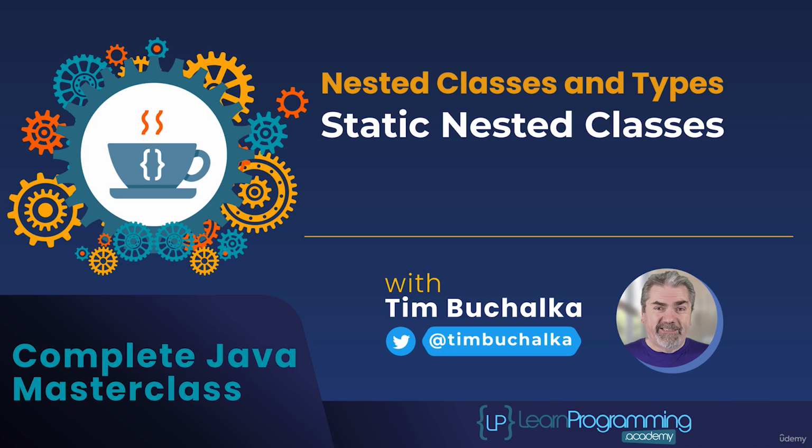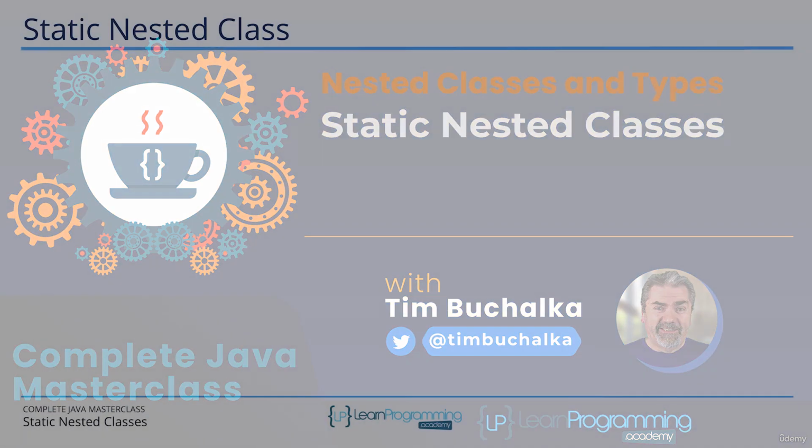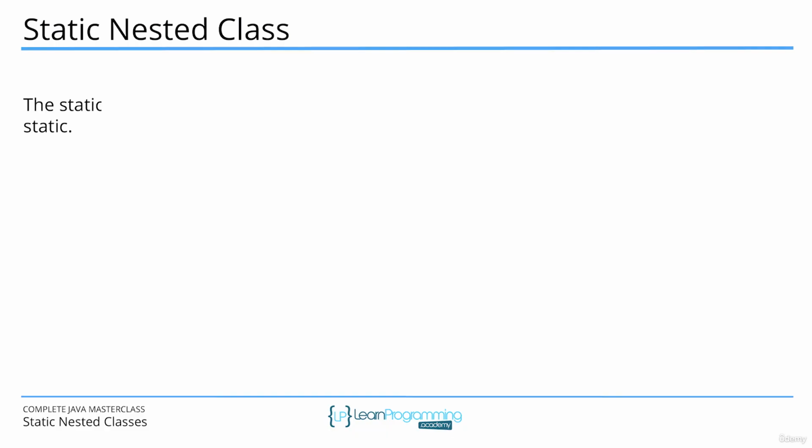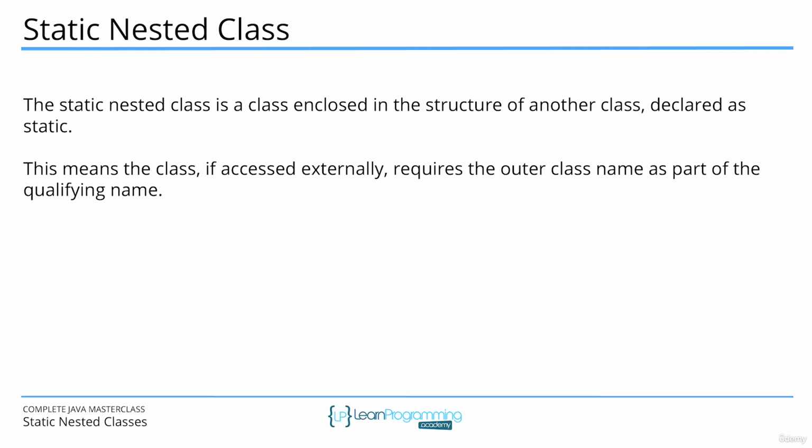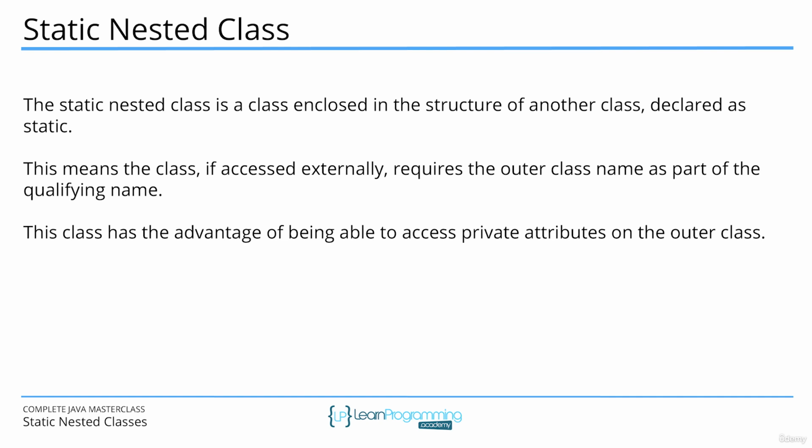I want to start with the static nested class because I think it's the easiest to use and understand. The static nested class is a class enclosed in the structure of another class, declared as static. This means the class, if accessed externally, requires the outer class name as part of the qualifying name. This class has the advantage of being able to access private attributes on the outer class.